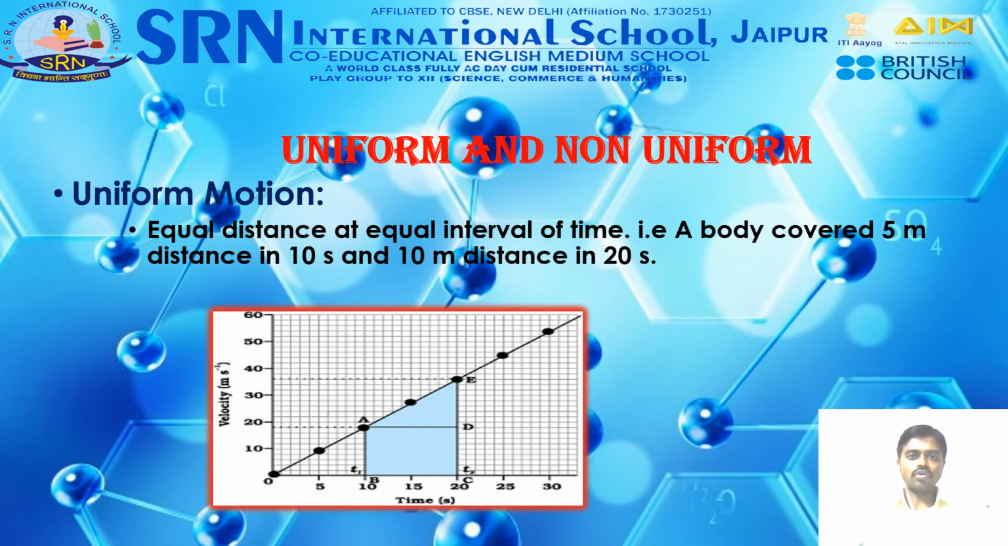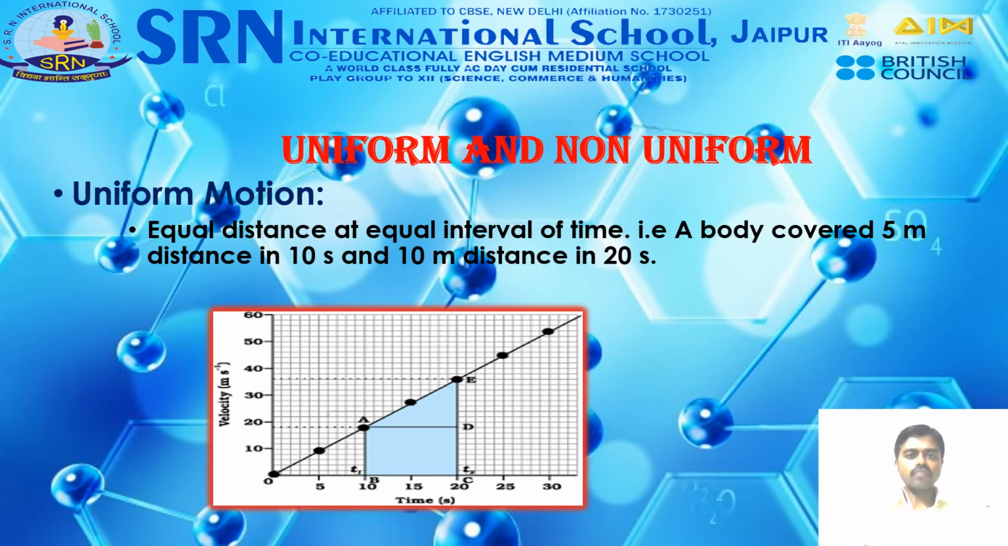When we talk about uniform motion, we can say that a body covers equal distance in equal intervals of time. For example, if a body covers a 10-meter distance in 10 seconds and another 10-meter distance in another 10 seconds, we can say that this is an example of uniform motion.